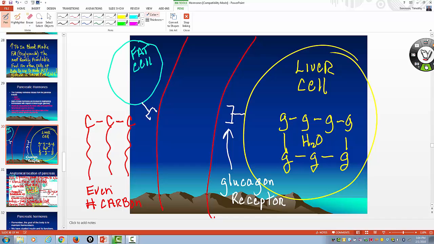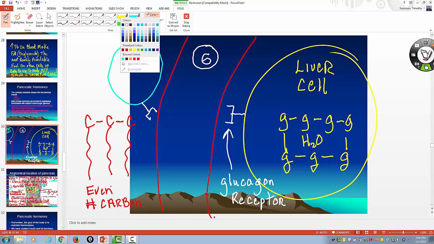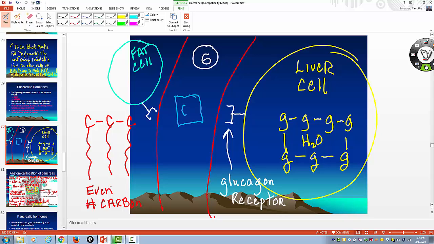Again, when is glucagon released? Glucagon is released when your blood sugar is low. So you don't have a lot of what up G's here. So your blood sugar is low. The pancreas is going to sense it, and then the alpha cells of the pancreas are going to release into the blood the hormone glucagon, GL.